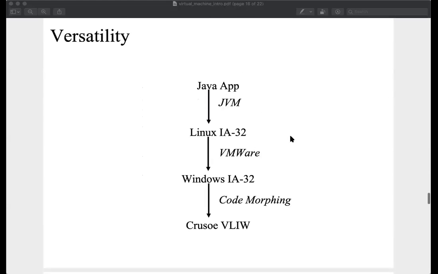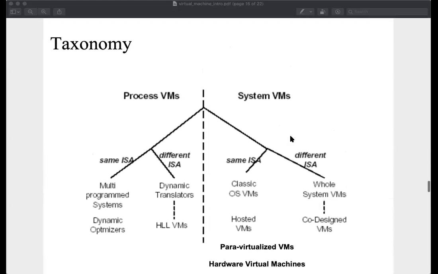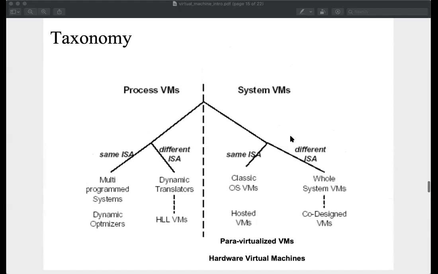And then, so last time we were talking about virtual machines. We had an introduction to virtual machines. We looked at a classification of virtual machines. Let me just step back a few slides. We talked about process VMs and system VMs.